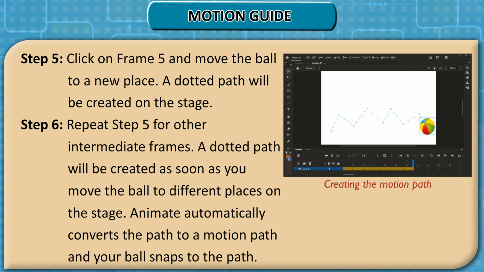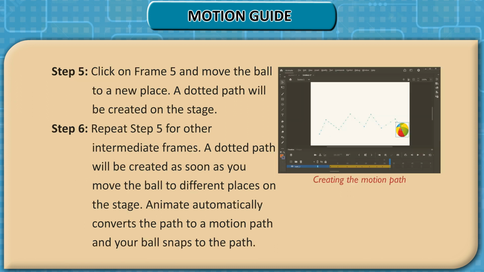Step 5. Click on frame 5 and move the ball to a new place. A dotted path will be created on the stage. Step 6. Repeat step 5 for other intermediate frames. A dotted path will be created as soon as you move the ball to different places on the stage. Animate automatically converts the path to a motion path and your ball snaps to the path, creating the motion path.